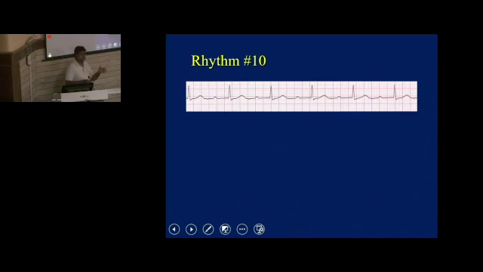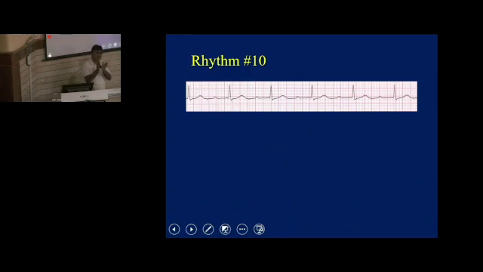ठीक है? उसके बाद क्या? After that, intervals, PR interval and QT interval mainly, and ST segment. Let us see PR interval. PR intervals, you see how many squares? 5, 6, 7, almost 8, 9 squares. So is it a normal PR interval? No, it is a prolonged one.